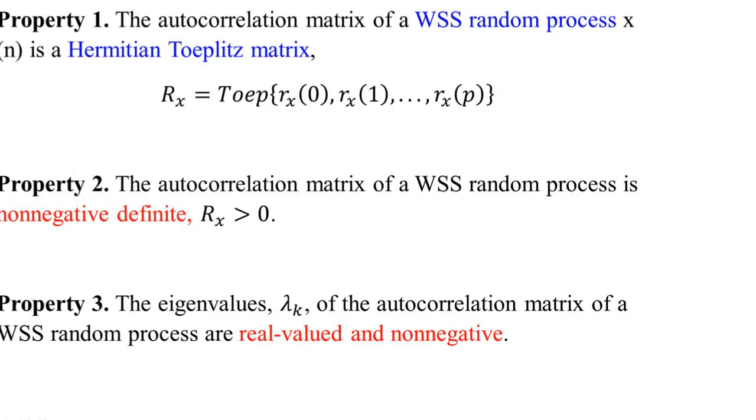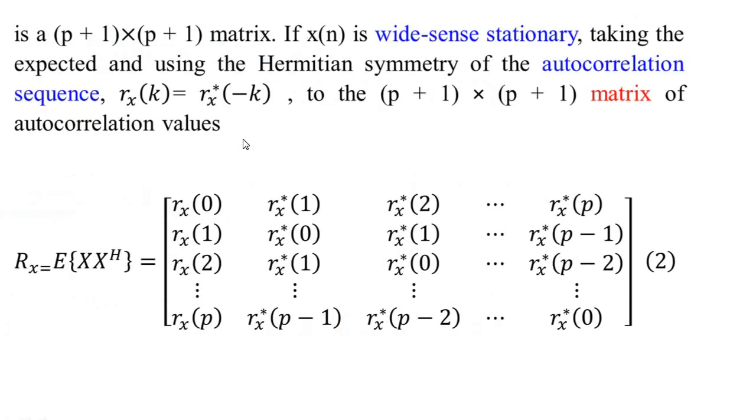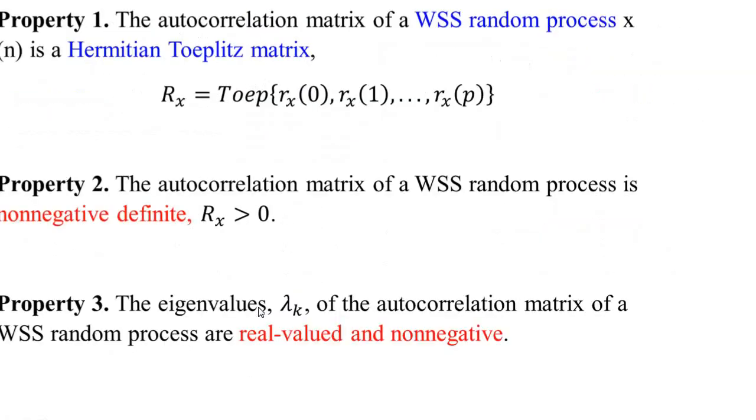Next, properties of autocorrelation. Property 1: the autocorrelation matrix of a WSS random process x of n is a Hermitian Toeplitz matrix, where Rx equal to Toeplitz of Rx of 0, Rx of 1, and so on, Rx of p. If you see, Rx of 0 is one diagonal, next Rx of 1 is another diagonal, Rx of 2 another diagonal, and so on up to Rx of p. Where the diagonals are constant, we consider it Toeplitz.